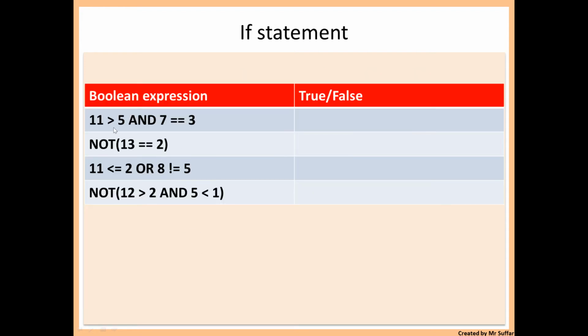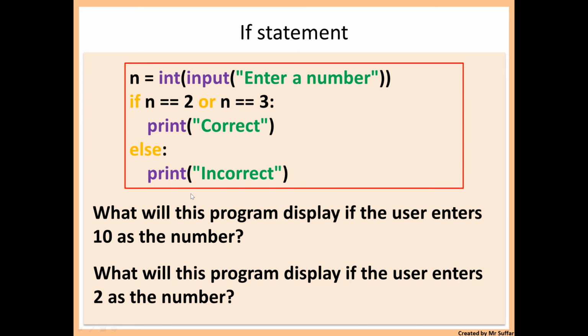Now here we have another example. It says 11 is greater than 5 and 7 is equal to 3. So left side is true, right side is false, so overall it would be false. 13 is equal to 2, so that's false, but we have the not outside, so it would reverse that to true. 11 is less than or equal to 2, so that was false, or 8 is not equal to 5, so that's true. So the right side is true. Because the right side is true, it will become true overall. Then we have brackets first in this case. 11 is greater than 2, that's true, and 5 is less than 1, that's false. So because one of the sides is false, the overall statement becomes false. And then we have not false, so not on the outside, and then false in the brackets, so that would give you true.